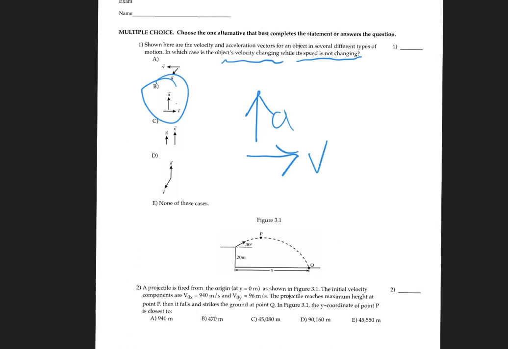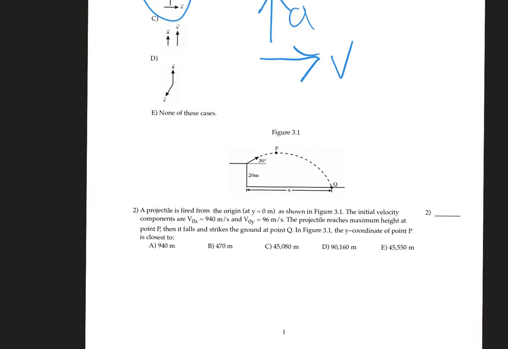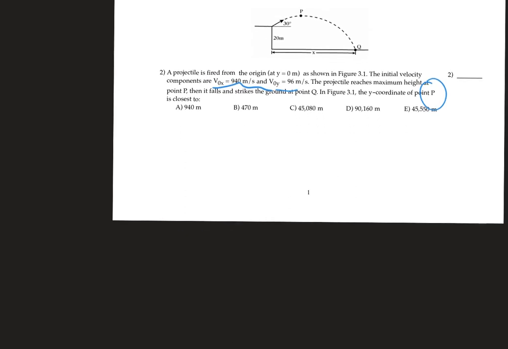And then for number 2, we have a projectile fired from the origin at y equals 0, as shown in figure 3. The initial velocity components are given, and the projectile reaches maximum height at P. So we're looking for the maximum height, right guys? What we have to do is use the equation: final velocity equals initial velocity plus acceleration times time. So this is the equation we have to use.